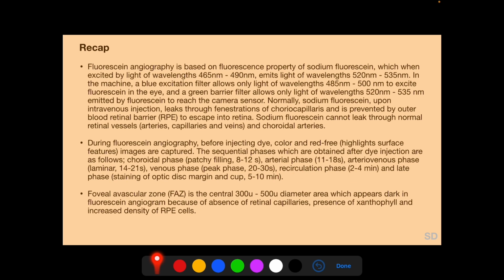Recirculation phase, between 2 to 4 minutes, and late phase, in which there is staining of the optic disc margin and cup after 5 to 10 minutes. The foveal avascular zone is the central 300 to 500 micron diameter area, which appears dark in the fluorescent angiogram because of absence of retinal capillaries, presence of xanthophyll, and increased density of RPE cells.